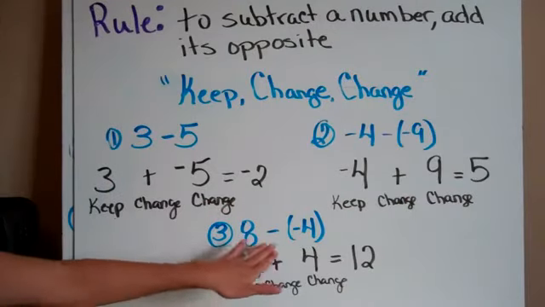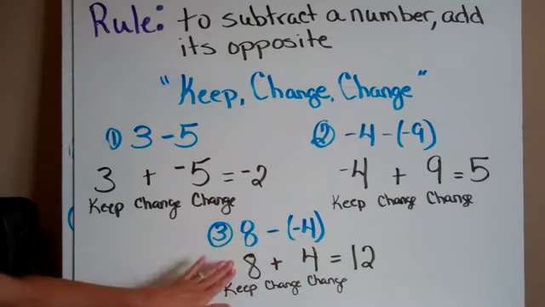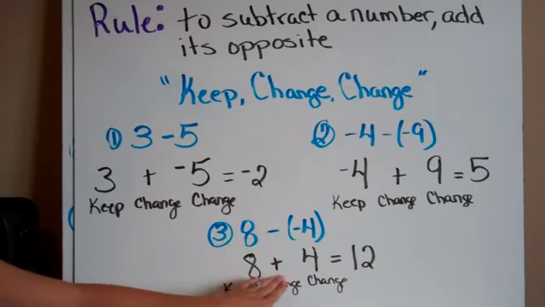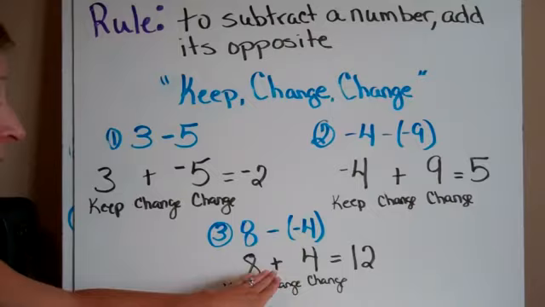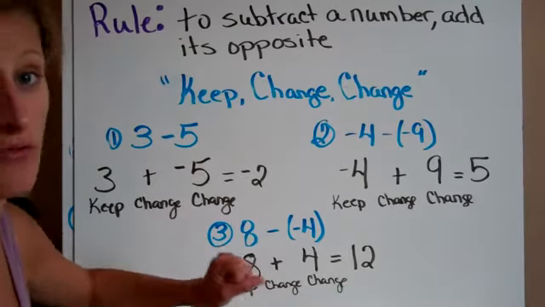And this last one, 8 minus a negative 4. Keep the 8, change the subtraction to addition, negative 4 to a positive 4. And we all know how to do 8 plus 4, and that's just 12.